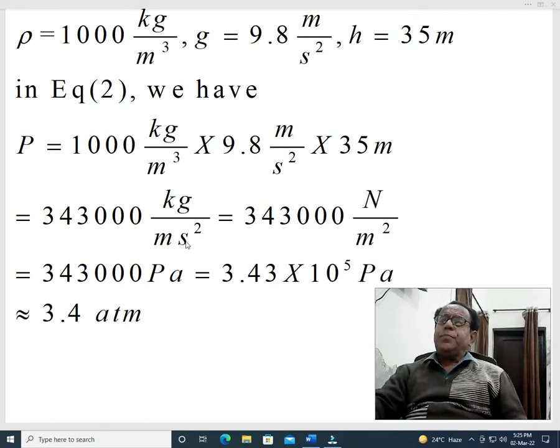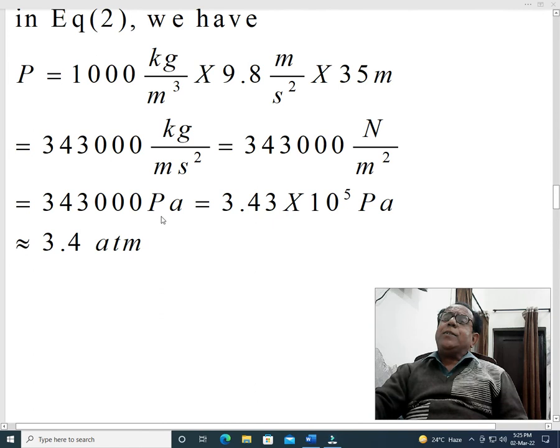Okay, and we know that this term is equal to Newton per meter square, because Newton is equal to kilogram meter per second square. Okay, so this term has become equal to Newton per meter square, and we also know that Newton per meter square is equal to Pascal, denoted by Pa. Okay, so pressure has become equal to 343,000 Pascal, and this figure can also be written in other forms.